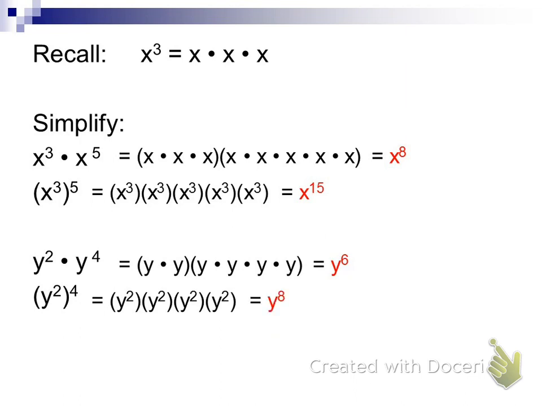Yes. Very good. All right, so again, the first one you have 2 y's and 4 y's. You put them all together, you get 6 y's. The second one you have y to the second 4 different times. Y to the second, y to the second, y to the second, y to the second. That's 8 y's, or y to the 8th. Any questions?